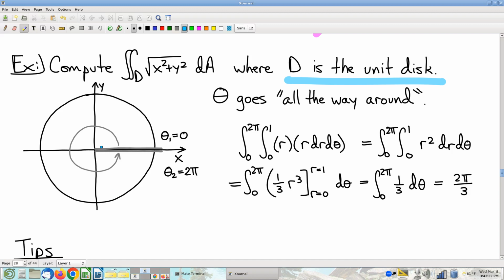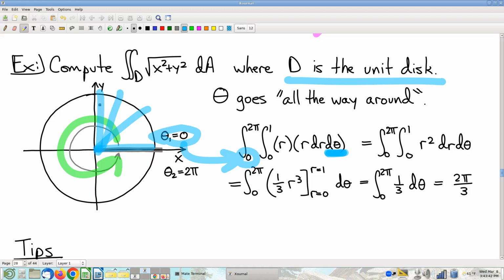We start there where theta is equal to 0. So our theta lower bound starts at 0. And then theta goes all the way around. My theta slices keep going all the way around. And then I end there, which looks just like where I started.